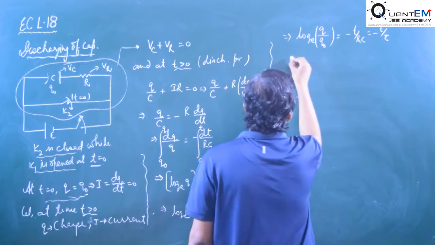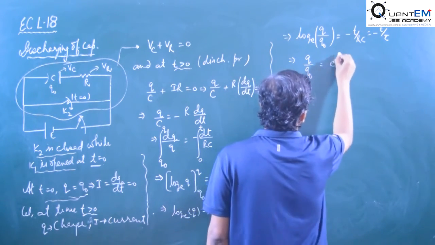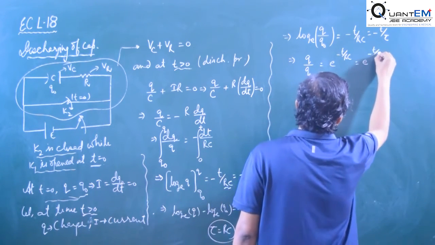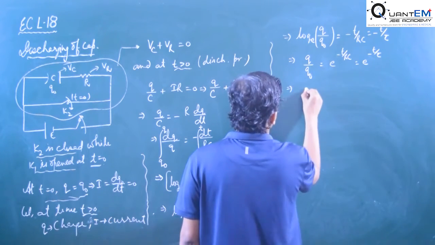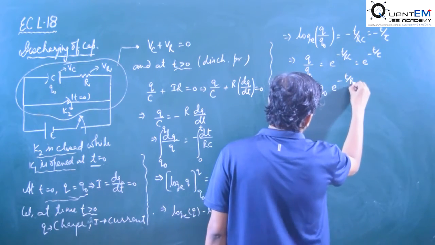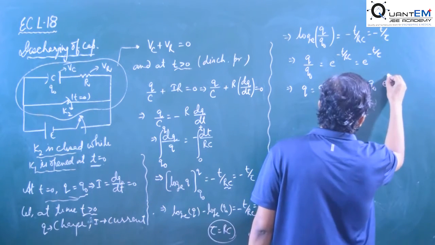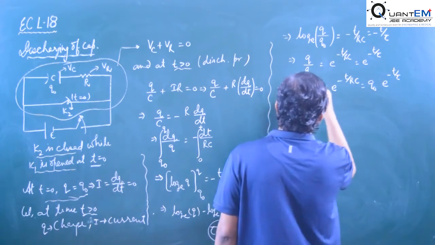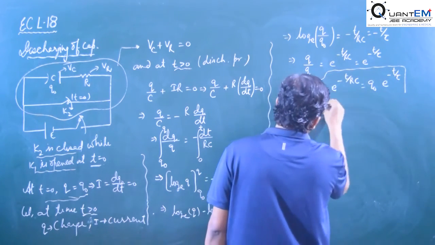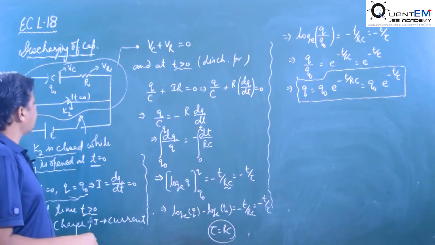tau, or you may write q by q naught is equal to e to the power minus t by tau, q is equal to q naught e to the power minus t by tau. It is the charge across the capacitor at any time t during the discharging process, and the initial charge of the capacitor was what? At time t is equal to 0 it was maximum.